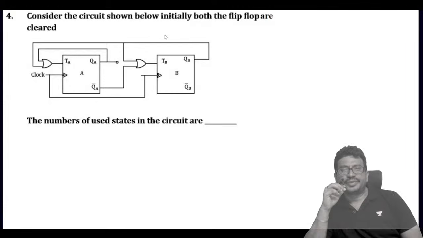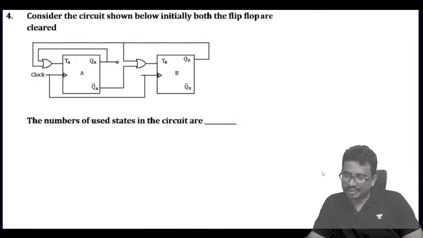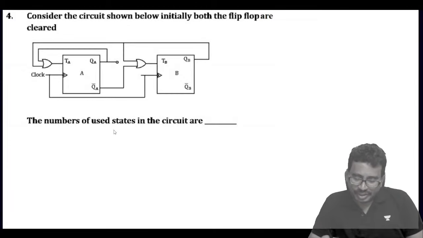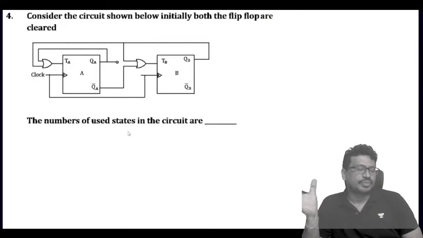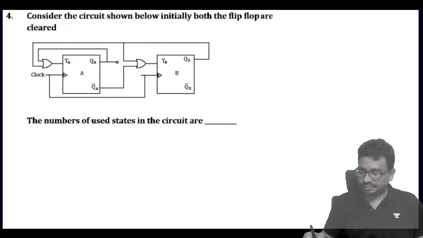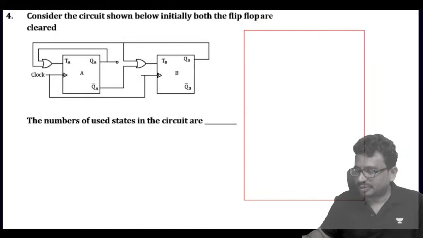Consider the circuit shown below. Initially both the flip-flops are cleared. Now they ask you the number of used states. Used states, indirectly they ask you to find the mod number. So try this one.